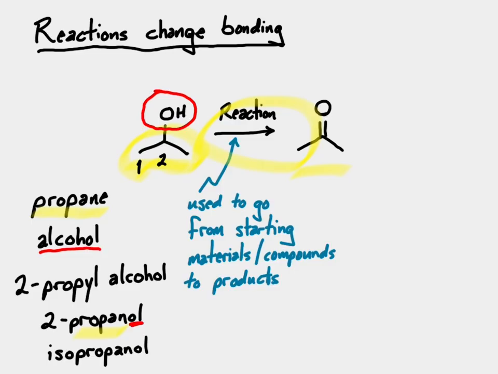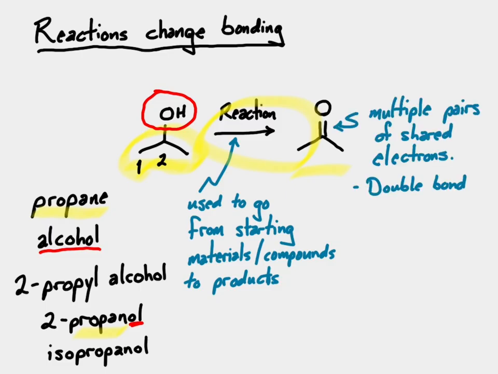Now, if we look to the molecule on the right, we'll notice something that you haven't seen before, at least in this class, and that is there are 2 lines between this oxygen and carbon in the middle of the molecule, and those multiple lines mean that there are multiple pairs of shared electrons, also known as a double bond. That functional group, the carbon with 2 bonds to an oxygen, is referred to as a carbonyl.